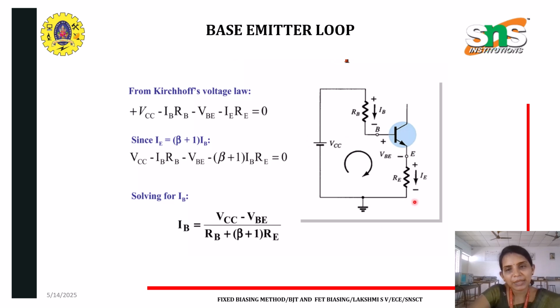When we consider the emitter stabilized bias, again I am considering my input part and output part separately, and doing the analysis by applying KVL. I can solve for the value of IB. When I consider this loop and apply KVL, I obtain VCC minus IB RB minus VBE, and including the emitter part, IE RE, equal to 0. Then solving the equation for IB, I get this value. We can see that beta is the current amplification factor. This indicates that the stability has been improved.